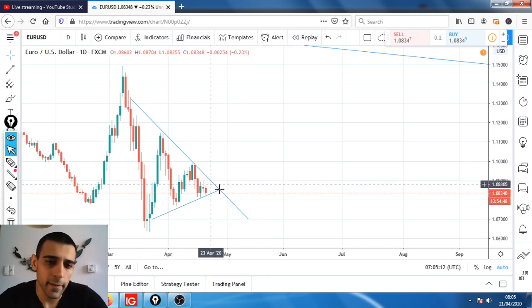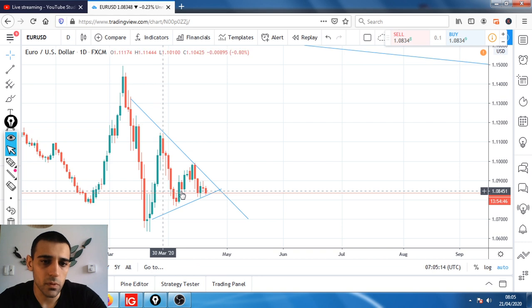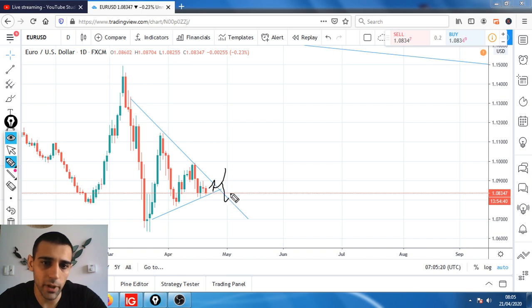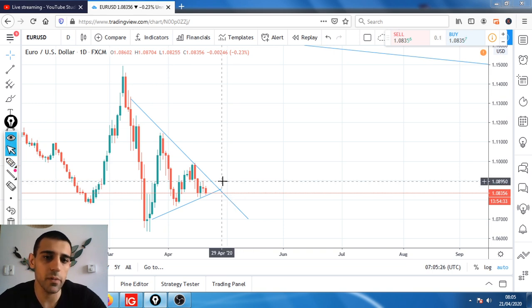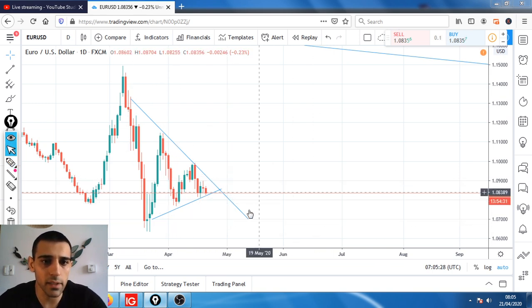So the price now needs to... This one is more of a waiting game. What is the price going to do? It's either going to break up or break down. So this is more for observation purposes for now. We're going to jump into the shorter time frames and analyze, see what we have in here.